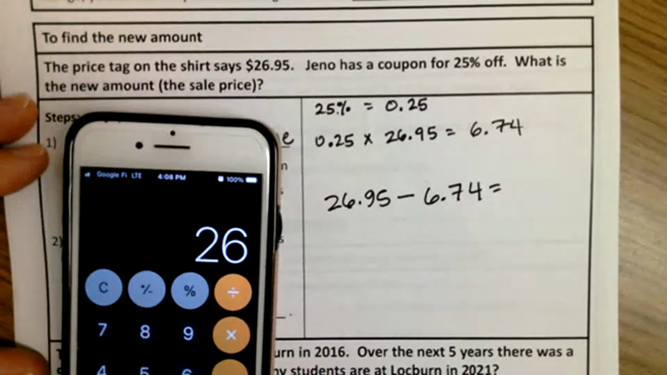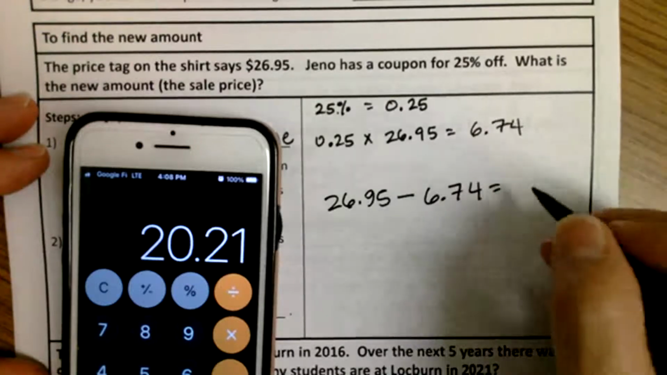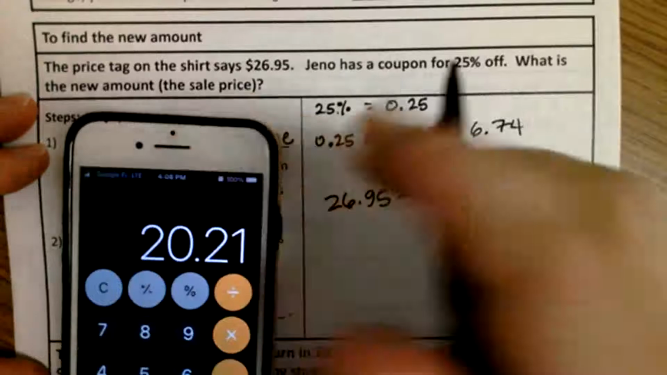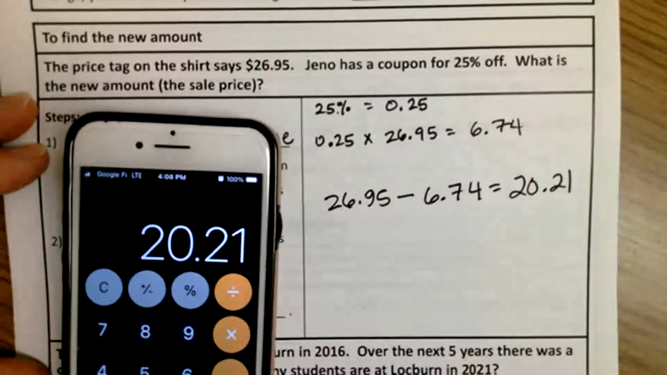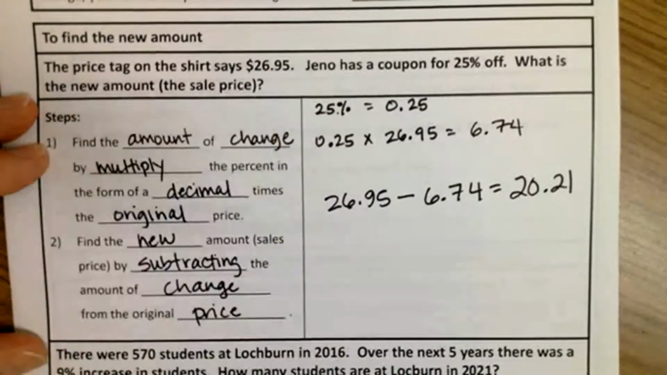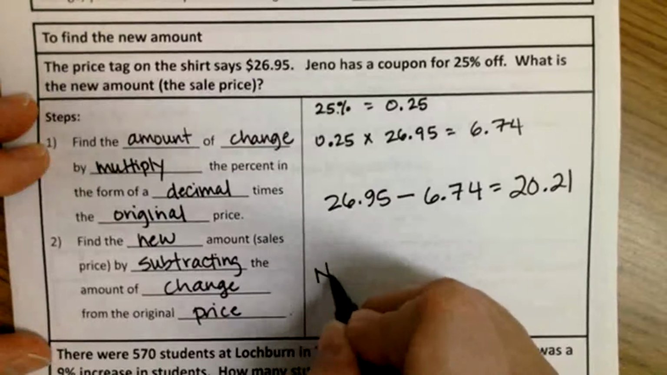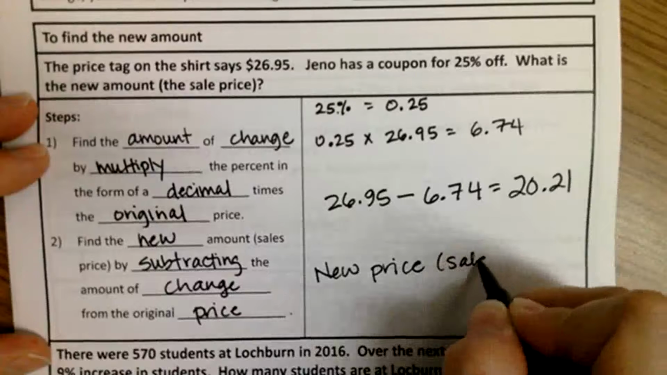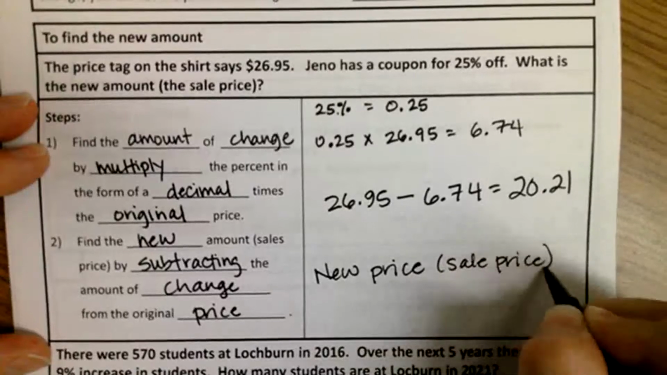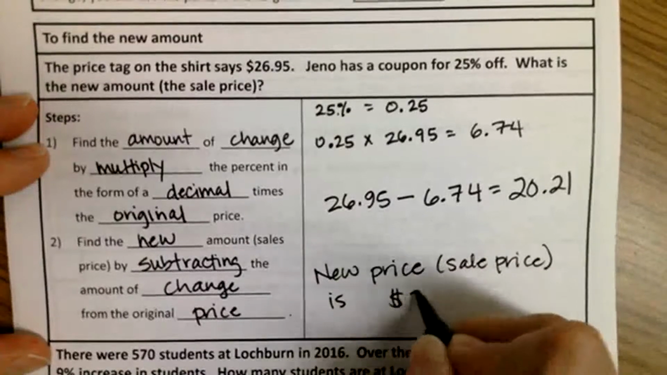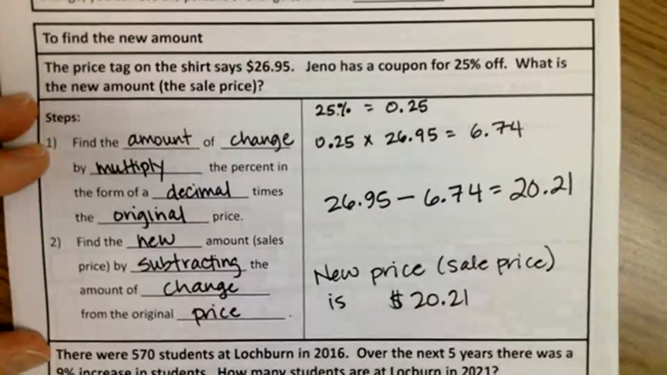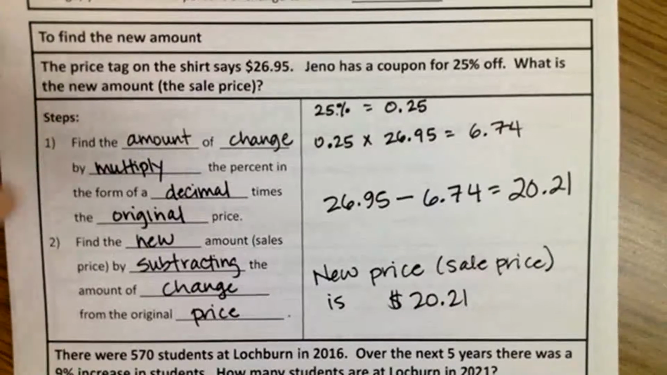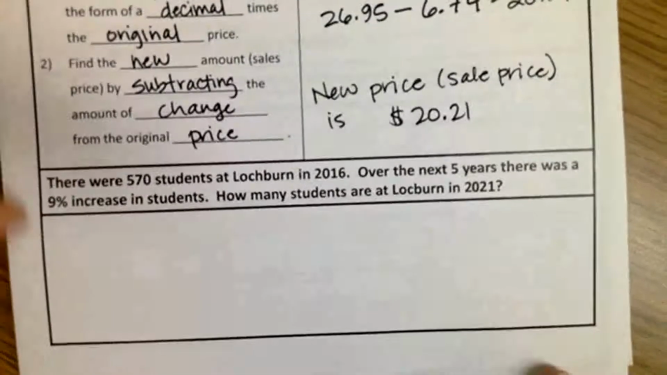So $26.95 minus $6.74 gives me $20.21. So the new price of the shirt or the sale price after the coupon is $20.21.